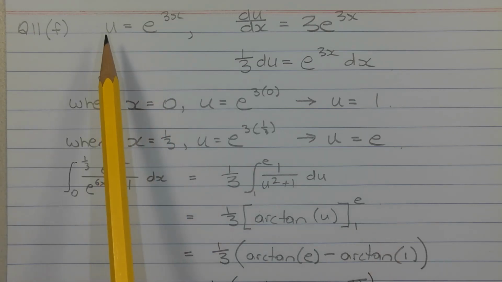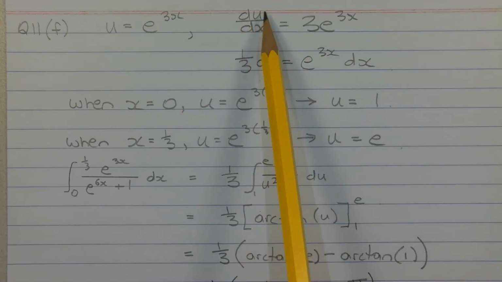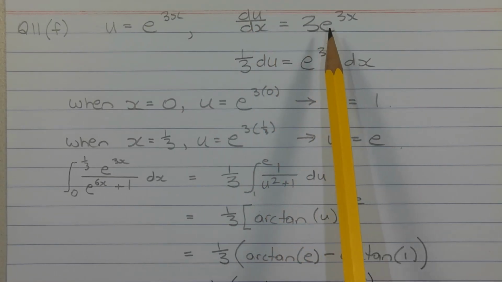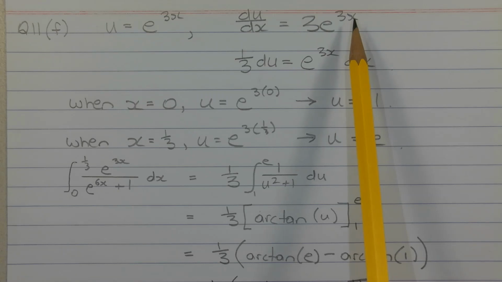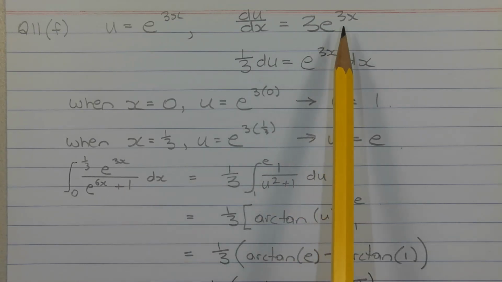Starting with the substitution u equals e to the power of 3x, differentiate u with respect to x. And we get du dx is equal to 3 times e to the power of 3x. Now, looking ahead, the original integral involves an e to the power of 3x dx. And we can see that here.